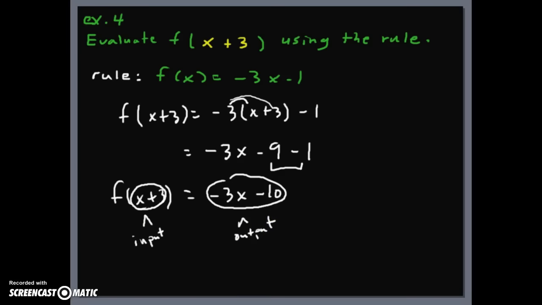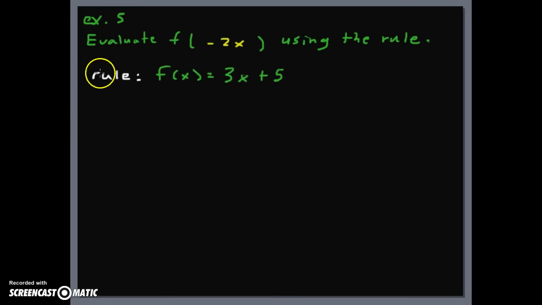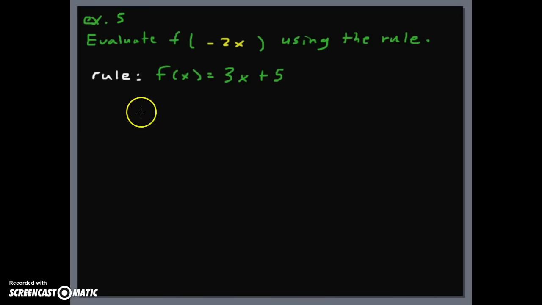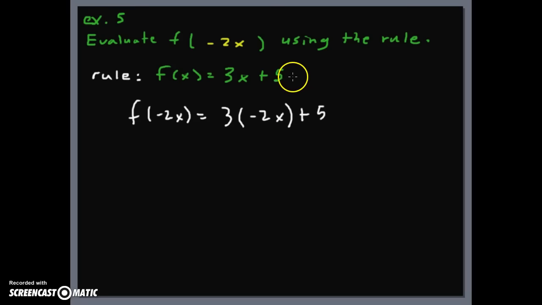Last example. Evaluate f of negative 2x using the rule. Here's the function rule. So we can go ahead and write f of negative 2x equals 3, and now we're putting in negative 2x for the x that we see, plus 5. What if this was a 5x? What would we do? Well, let's make it a 5x. Let's say that this is 5x. So we'd put in negative 2x for the second x as well.